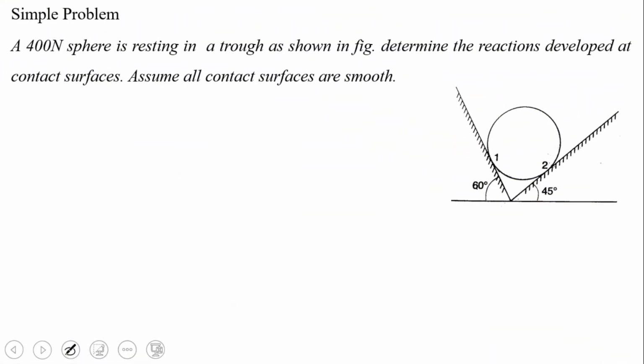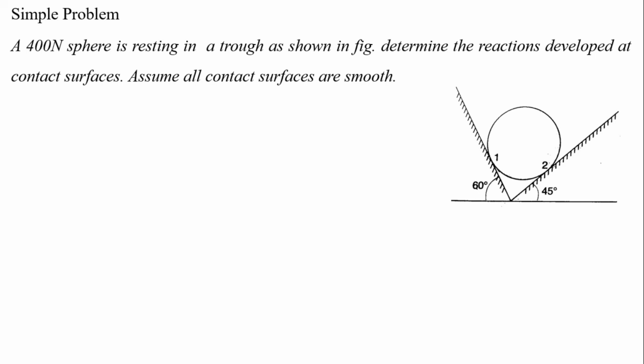So, next problem. A 400 Newton sphere is resting in a trough as shown in the figure. Determine the reactions developed at the contact surfaces. Assume all the contact surfaces are smooth. Here two contact surfaces are there, right. So, as we discussed already, wherever the supports are there, we have to take the reaction forces, right.